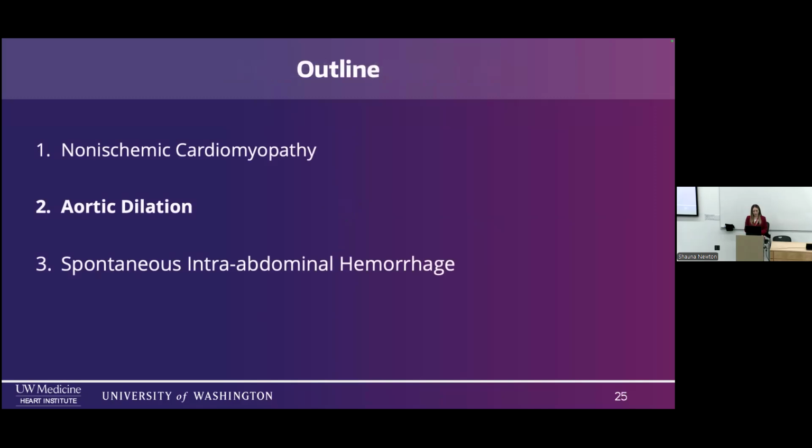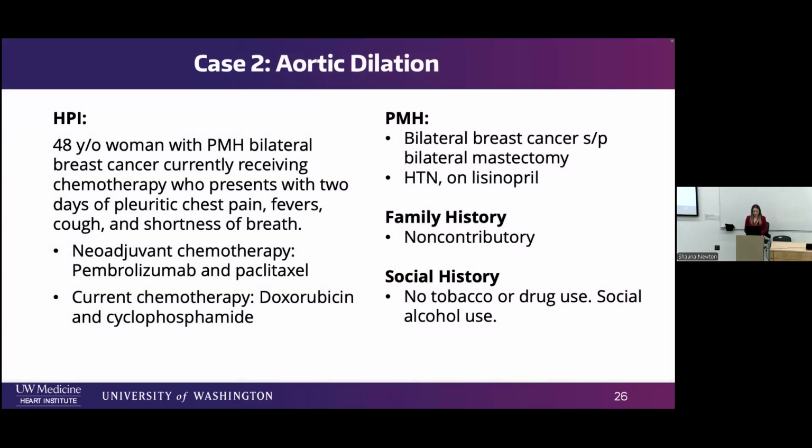All right, so our next patient case is a case of aortic dilation. We have a 48-year-old woman with a past medical history of bilateral breast cancer, currently receiving chemotherapy, who presents with 2 days of pleuritic chest pain, fevers, cough, and shortness of breath. On discussing with her further, it seems she's had episodes of these over maybe the past year or so, but it became so severe that she decided to present to the emergency department on this day.